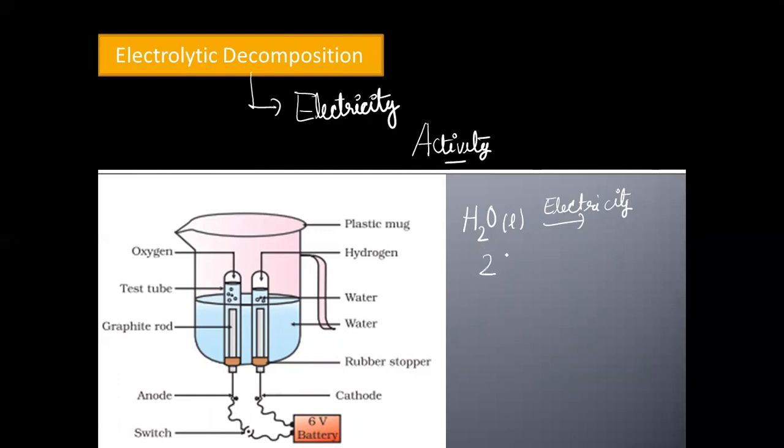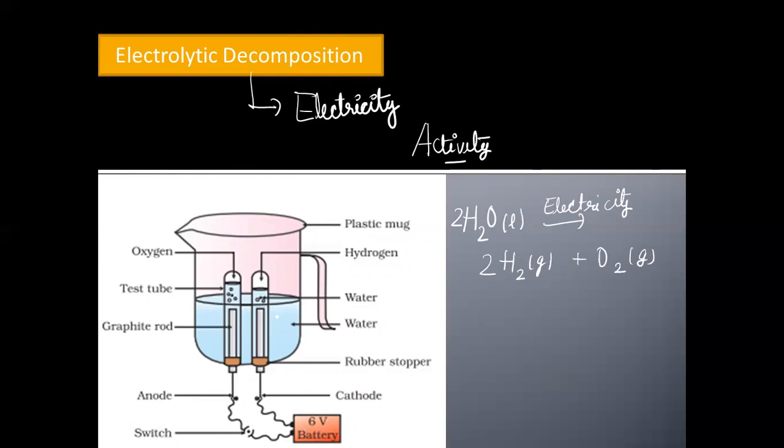What is formed? Hydrogen gas and oxygen gas. Let me balance. Now, what is done here? A beaker or a mug is taken in which water is there. Graphite rods are fixed in the test tube, and further, these test tubes are connected with a battery having 6-volt voltage with the help of wires.